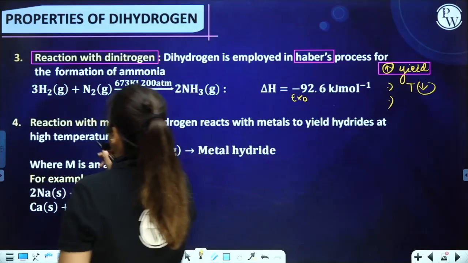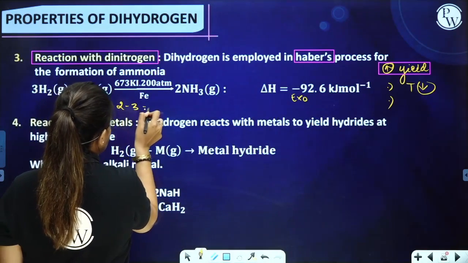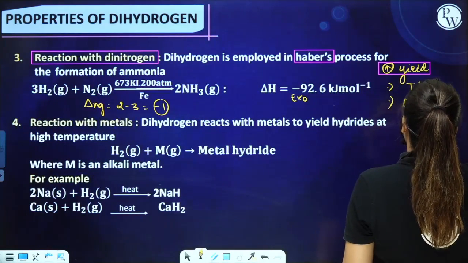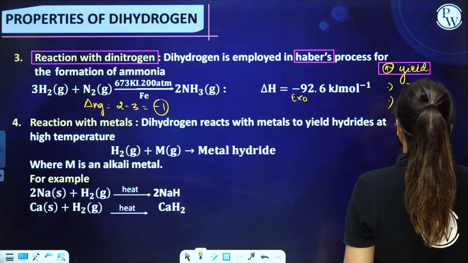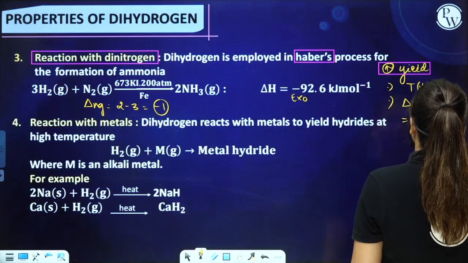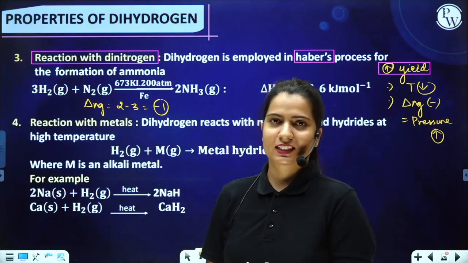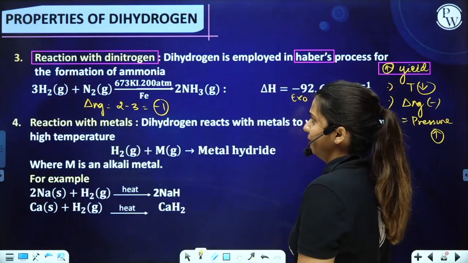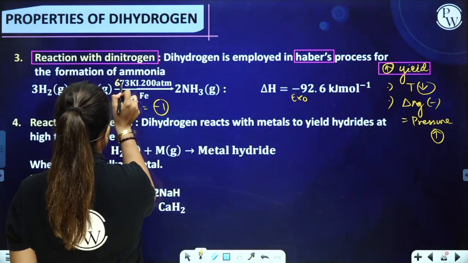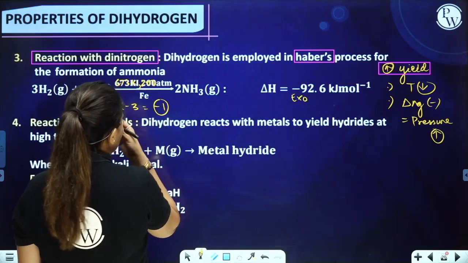With respect to the pressure, delta Ng will be 2 minus 3, which is equal to minus 1. So delta Ng over here is negative. Whenever delta Ng is negative, whenever you increase the pressure, your reaction will move in the forward direction. So these are the two conditions defined for the greater yield of ammonia. 673 Kelvin temperature we require, 200 atm pressure we require.